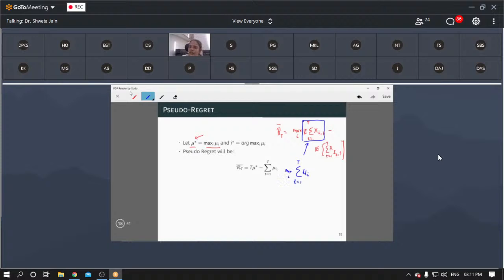Okay, so for which i this term is going to be maximized? It is maximized for that particular arm which has the highest mean. So this is going to be maximum for the arm i star which has the highest mean. And the best possible reward that you could get is basically T mu star.